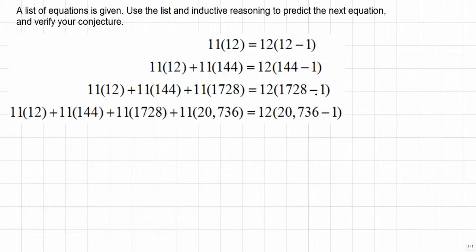A list of equations is given. Use the list and inductive reasoning to predict the next equation and verify your conjecture. Well, first thing, when we look at this sequence of equations, we're going to notice a few things.